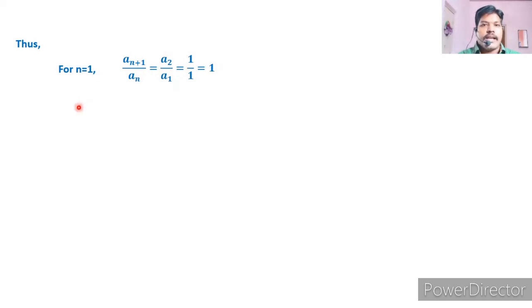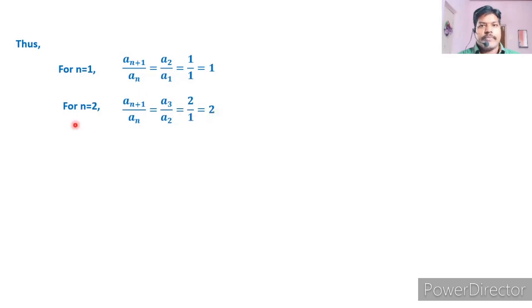Next take n equal to 2. For n equal to 2, A n plus 1 by A n becomes A3 by A2. A3 value you already calculated in the previous slide. A3 value is 2 and A2 value is 1. So 2 by 1 is equal to 2.